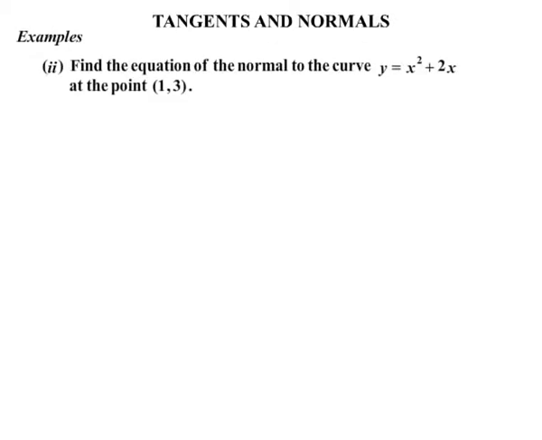Second example, we need to find the equation of the normal this time to the curve y equals x squared plus 2x at the point (1, 3). So let's write our equation down. Now we know the point (1, 3) this time, so it's a little bit further on than we were last step. Equation of the normal. Well, we still want dy/dx as the first step. So the derivative of x squared is 2x. The derivative of 2x is 2. Now that is our gradient function, alright? So that'll tell us the gradient.